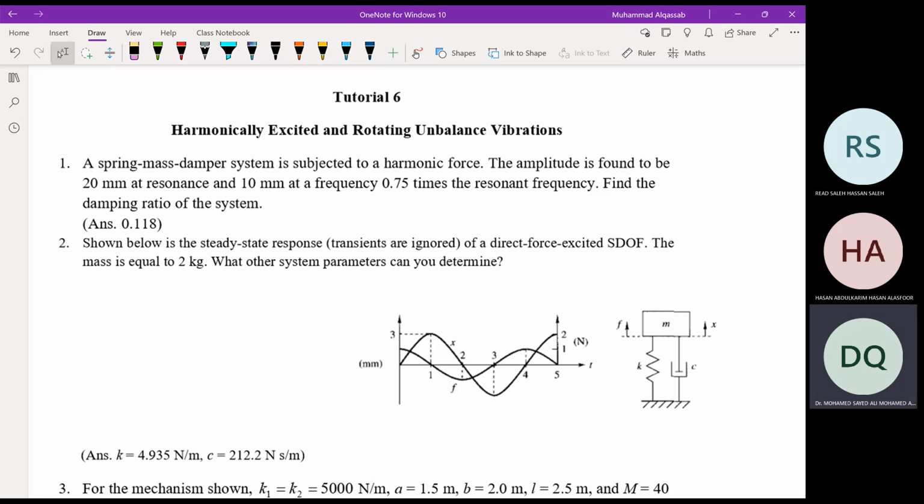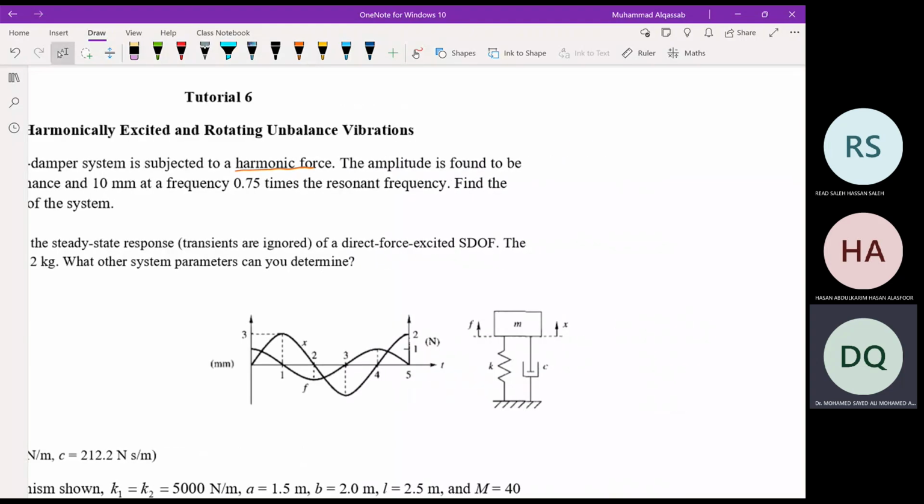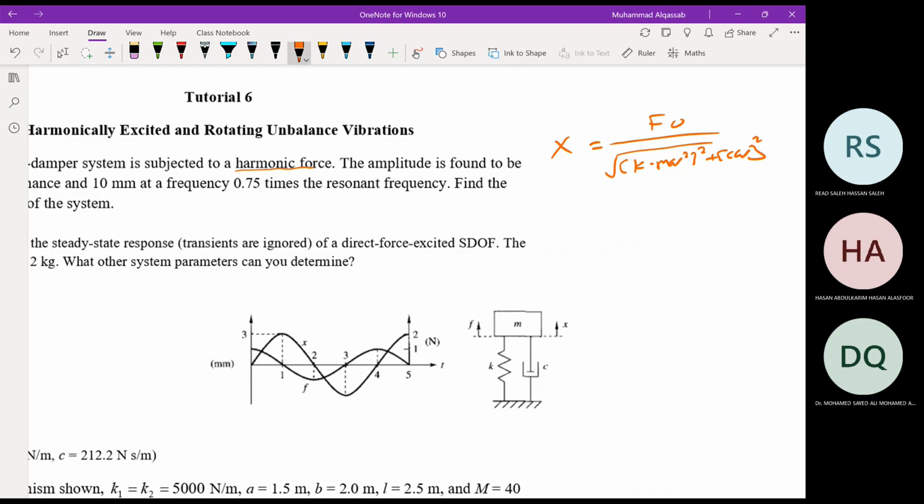Now, the type of the system is a spring mass damper system, and the excitation is a harmonic force. Then the amplitude is given by the equation we derived: x equal to F naught over the square root of k minus m omega squared, all squared, plus c omega squared. This is in the formula sheet as well.